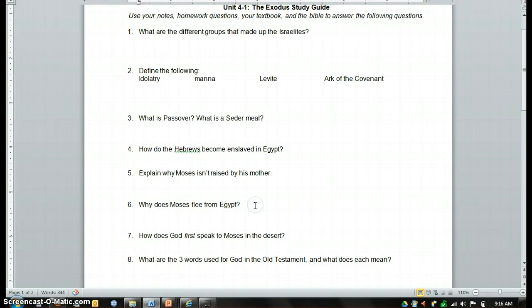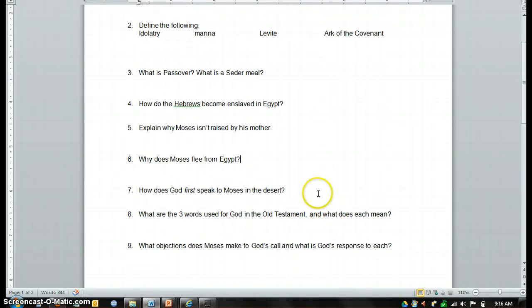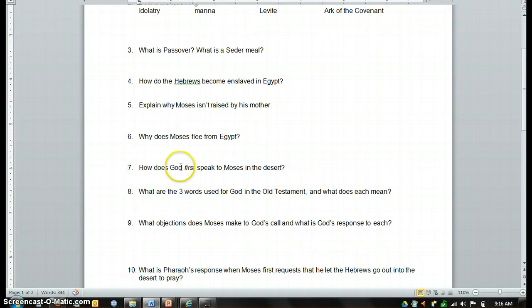Why does Moses flee from Egypt? Because when he grows up, he sees an Egyptian abusing a Hebrew worker, and he kills the guy, and then he finds out that people know about it, and so he flees and runs off into the desert, where he meets his wife and gets married, and also meets God. How does God first speak to Moses in the desert? Moses is out in the desert tending his flocks, and he's up on this mountain, and he sees this bush on fire, but it's not consumed, and the bush speaks to him.